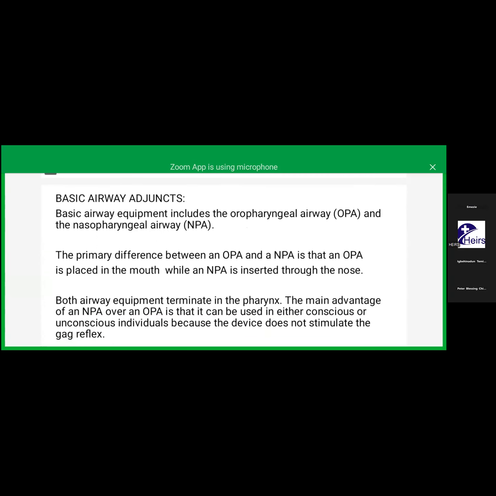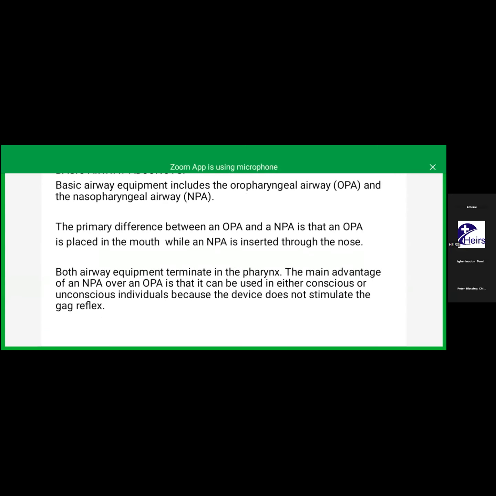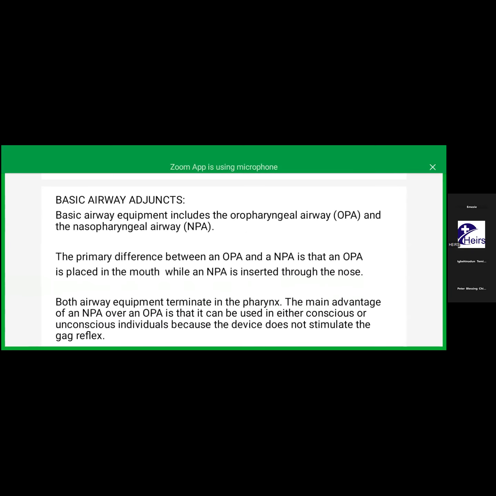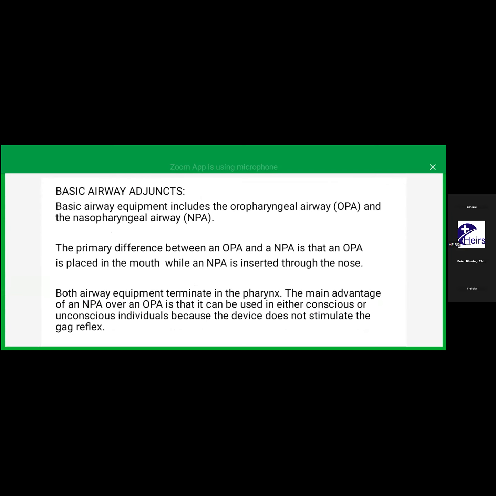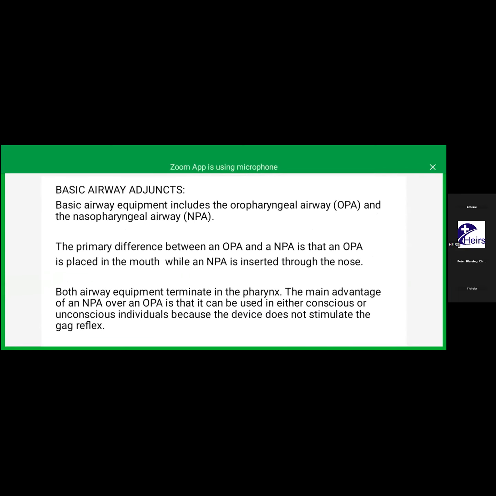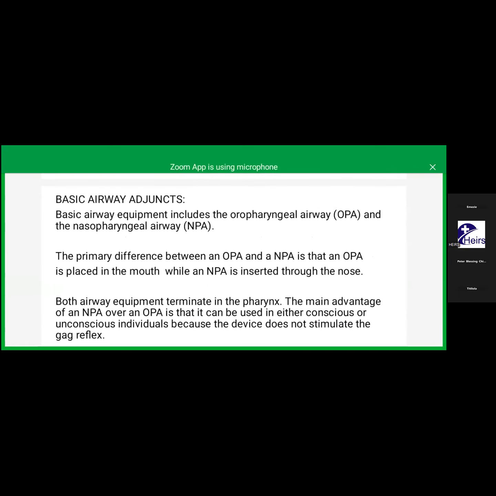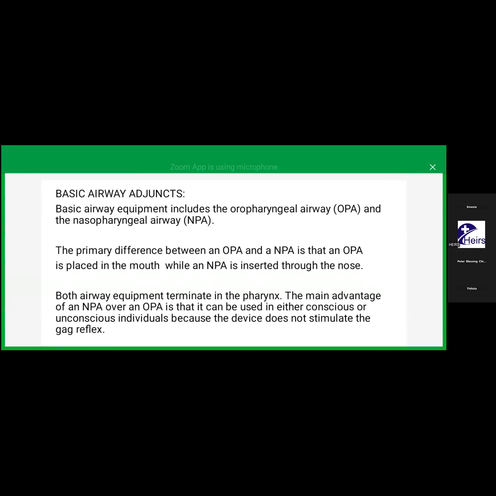Some of you didn't actually understand the principle of the basic airway adjuncts, and we stopped there. So today our aim is to round up the principles of resuscitation, so that we can move on with other things from tomorrow. So we'll briefly repeat the basic airway adjuncts to make it clearer for some of you. What we were talking about yesterday is the fact that we have two basic airway adjuncts.